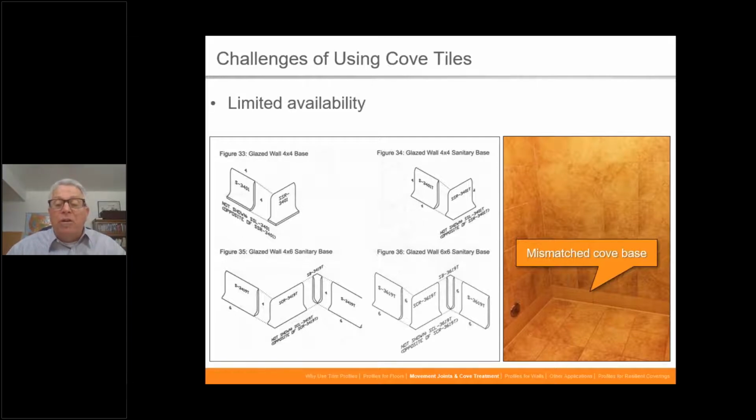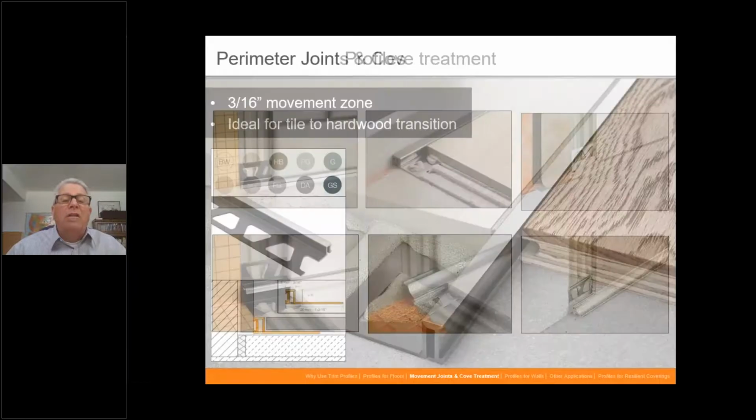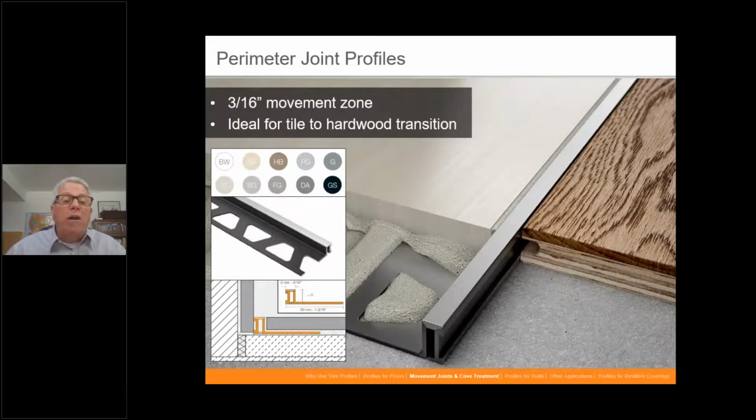And you can see from the other picture that even if you do have one, a lot of time it doesn't really match your tile. You're kind of a compromise saying, well, we need a Cove, so we'll use these. The nice thing about the profile Coves are you don't have to limit yourself to the tile. If the tile is suitable for the environment, you can match a Cove to it, and then you could use that tile itself. So let's look at some of the perimeter joints and the Cove treatments that are out there. Again, highlighting some of the most popular ones that we offer and that are utilized quite often here.